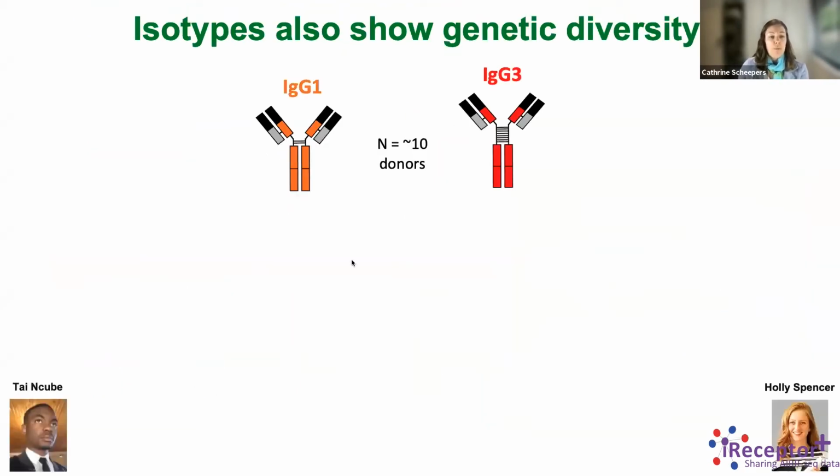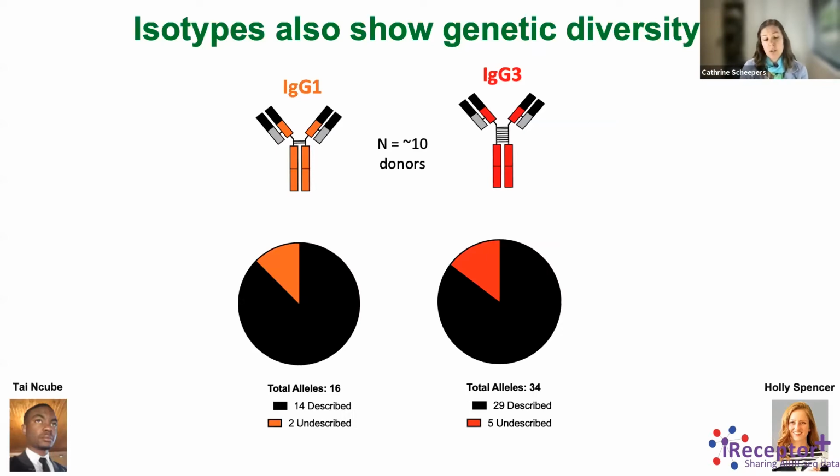So we've started looking at genetic diversity, and this is really a pilot study that we did with very few donors, roughly 10 donors, looking at genetic diversity in IgG1 and IgG3. This is also work done by students of ours, Ty and Holly. IgG1 and IgG3 are fairly well described isotypes, but despite that, and despite small numbers, we identified 2 undescribed alleles within IgG1 and another 5 within IgG3.